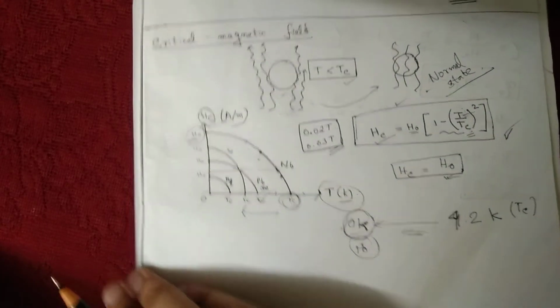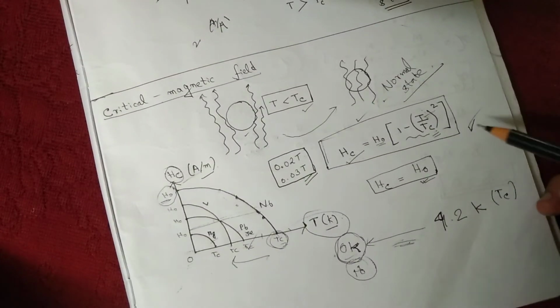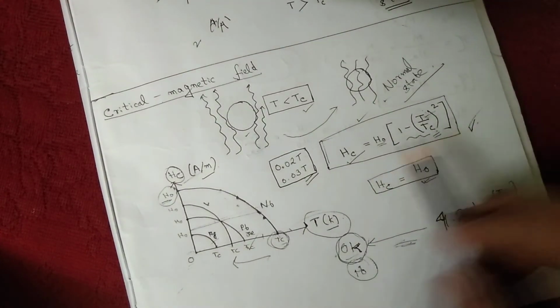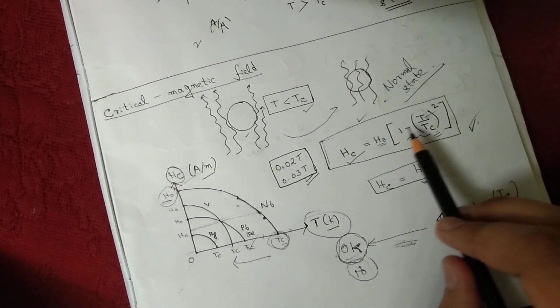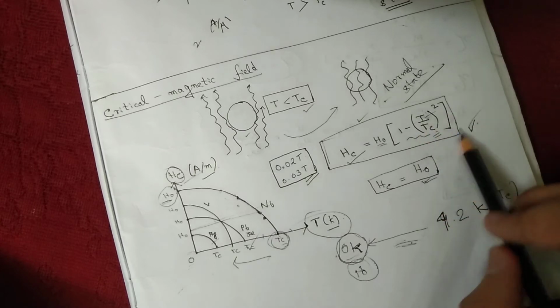So here is the empirical formula. You need to remember this. Hc is equal to H naught within a bracket, 1 minus T upon Tc square, bracket close.